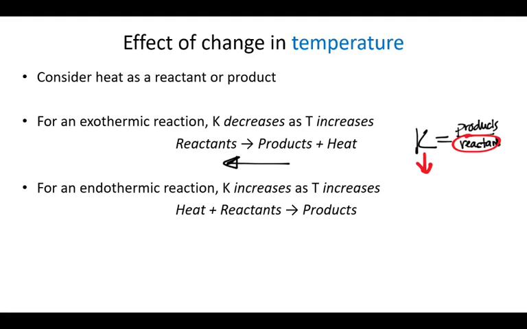If the reaction is endothermic, we can think of heat as a reactant. We have to input heat in order to make the reaction happen. So in that case, if we increase temperature, then we're increasing a reactant. And so that's going to shift the reaction toward the products. And since, once again, K is products over reactants, then in this case, K will go up as temperature goes up.